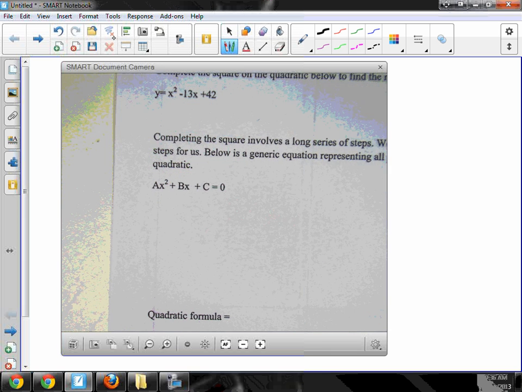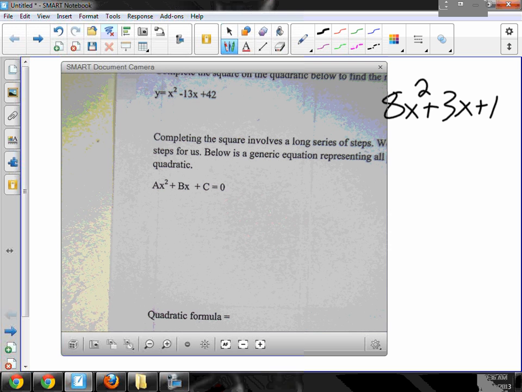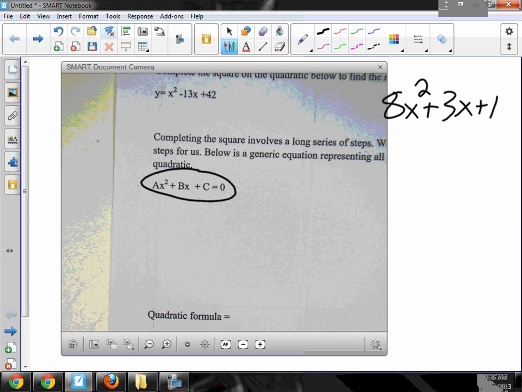But if I had a quadratic like 8x squared plus 3x plus 1, then I have to divide by 8 and the fractions get quite nasty. There is another way to find the roots. And really it's just completing the square, but it's doing it in a different form. So, what if I take a generic equation? So this is considered a general equation. It represents all possible quadratics.